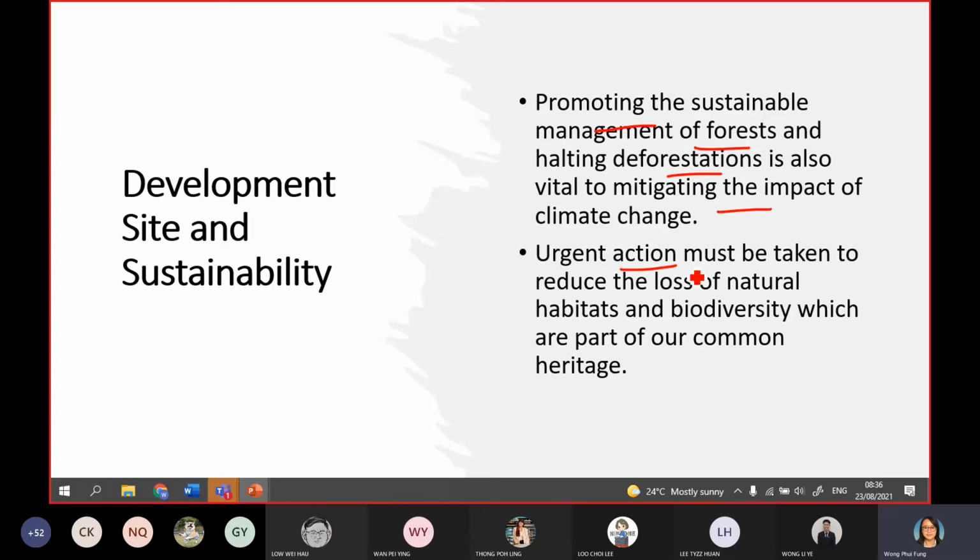Okay, and urgent action must be taken to reduce the loss of the natural habitat and biodiversity, which are part of our common heritage. So that's why when we have a very rare species, a very rare plant or flora and fauna, think about protecting them rather than destroying them, because we also don't want our future generation to not know what is a tiger, what is a lion. Okay.